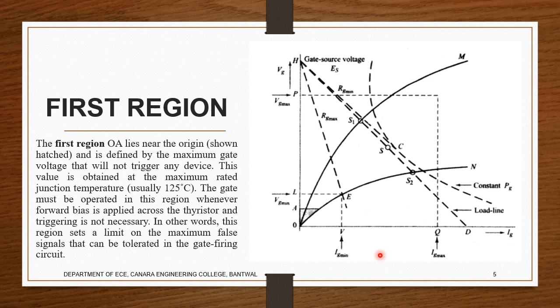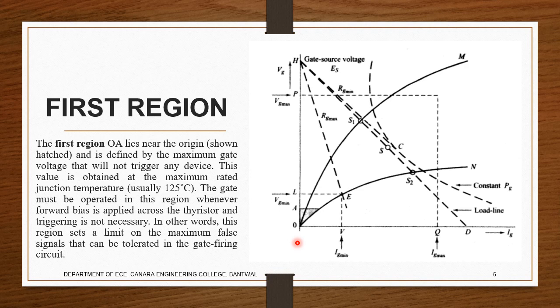The first region is usually specified between OA, like this. This is the region of OA. This is defined as the region which doesn't trigger any device. It is a region which doesn't trigger anything. The voltage given to the gate lies in that region. The current or voltage in that region doesn't work. This is the maximum junction temperature that has to be obtained.